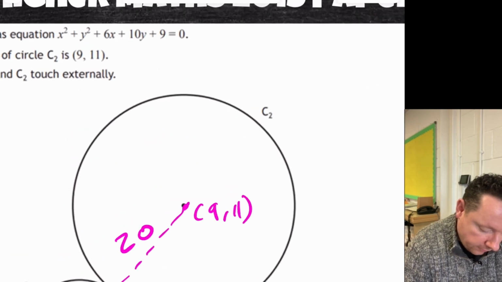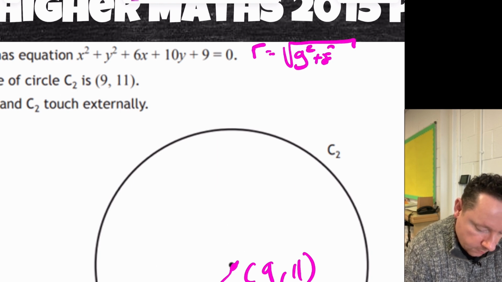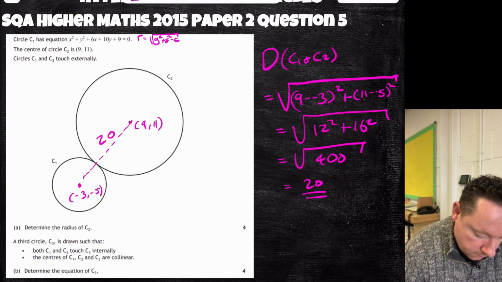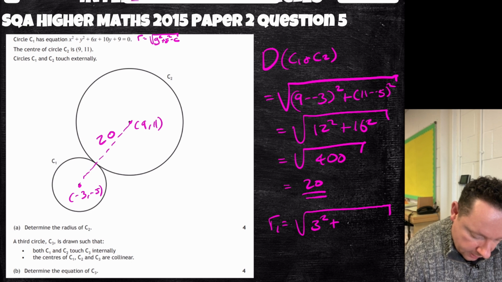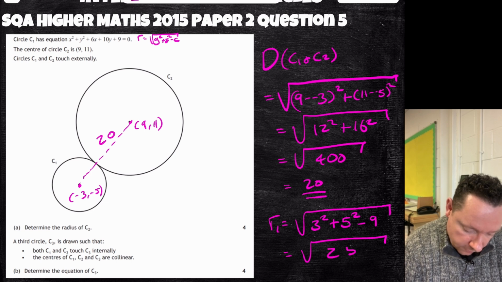Again, start of the exam paper, radius is equal to the square root of g squared plus f squared minus c. So we know g and f are just our centres. Therefore the radius of C1, or R1, is equal to the square root of 3 squared, which is g, plus 5 squared, which is f, minus c, which is minus 9. So that is 9 plus 25 minus 9, which is 25. Therefore the radius R1 is equal to 5 units.